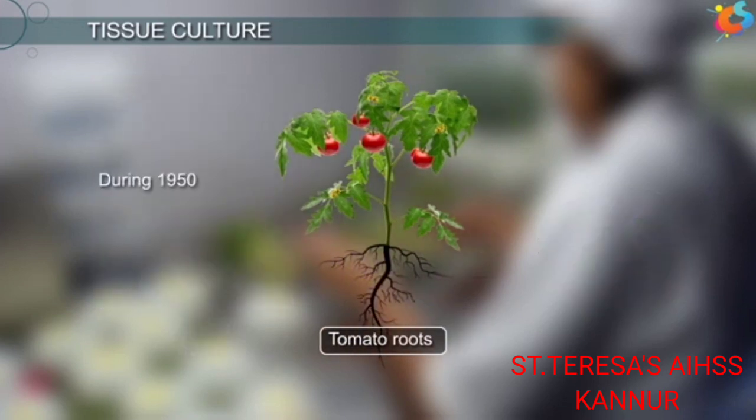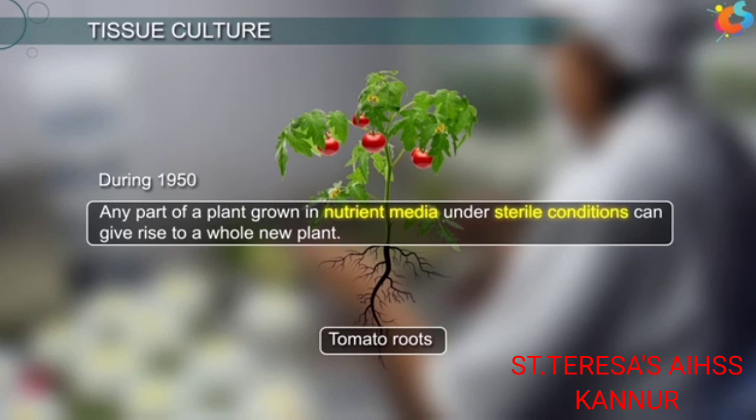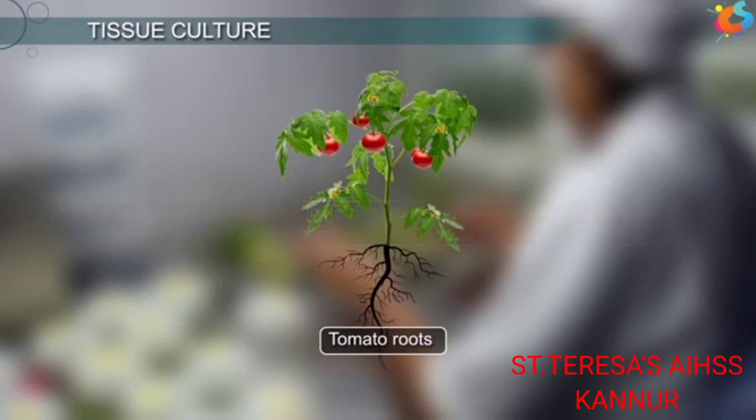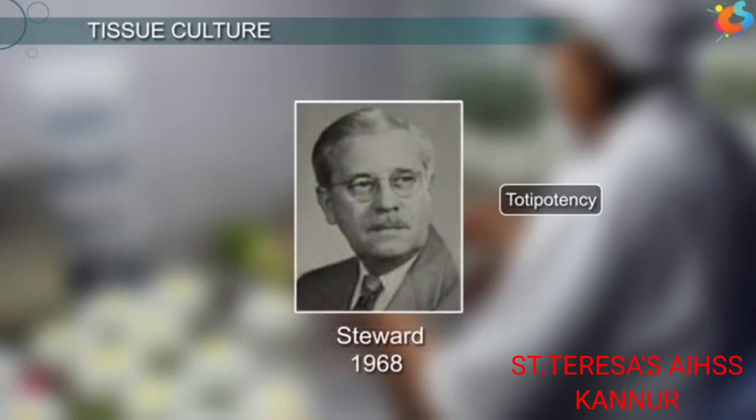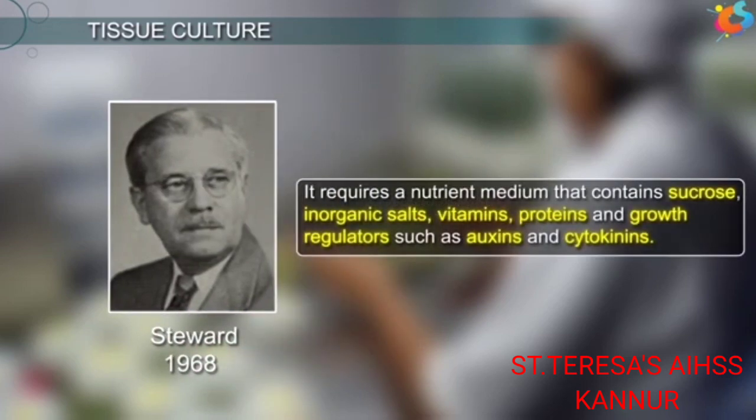During the 1950s, scientists found that any part of a plant grown in nutrient media under sterile conditions can give rise to a whole new plant. The plant part used in culture is called an explant. This property of plant cells to give rise to a whole new plant is called totipotency. The term totipotency was coined by Steward in 1968. Totipotency requires a nutrient medium that contains sucrose, inorganic salts, vitamins, proteins, and growth regulators, such as auxins and cytokinins.